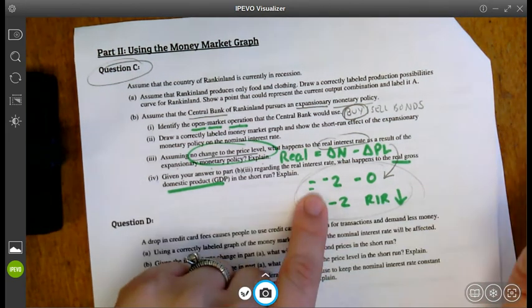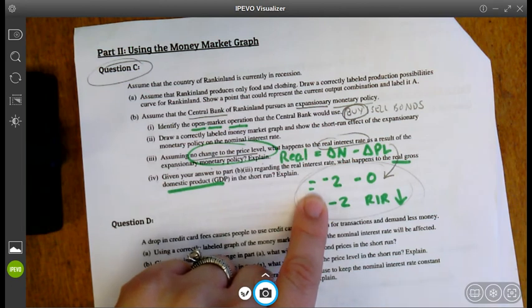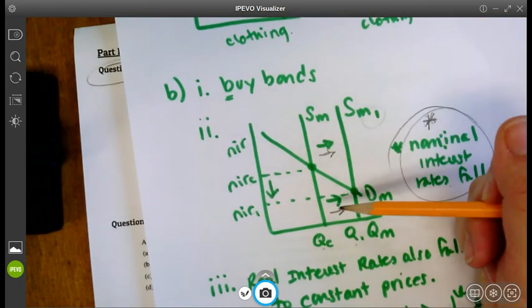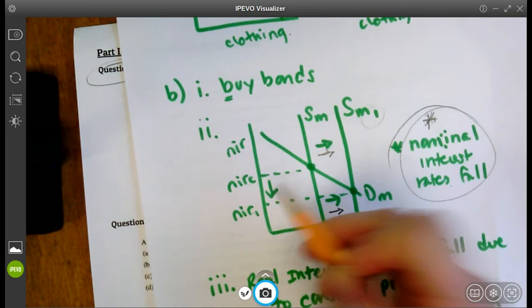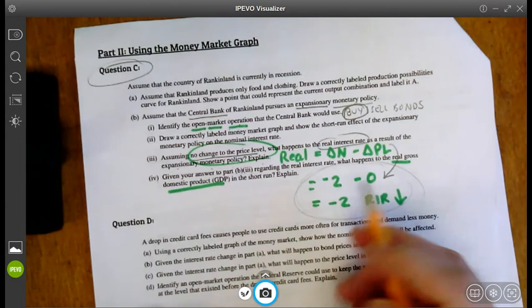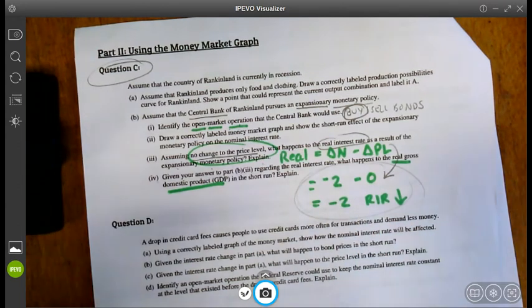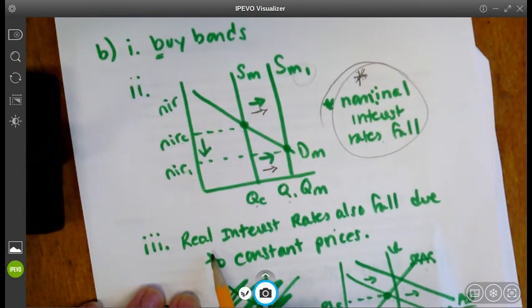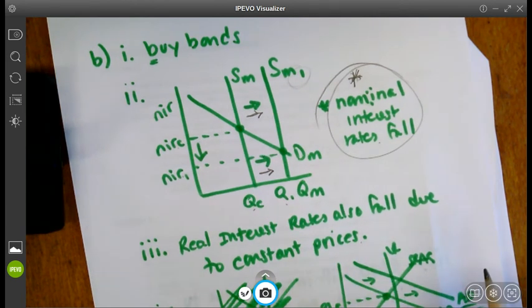Let's just pretend that nominal interest rates fell 2%. Don't be freaking out and thinking, where did she get the 2% from? Again, I'm just using numbers to make this more meaningful. So let's just pretend that interest rates fell by 2%. If prices stayed the same, -2 minus 0 equals -2. So the answer to part 3 would be that real interest rates also fall due to constant prices. Again, real anything equals the nominal minus the price level change.